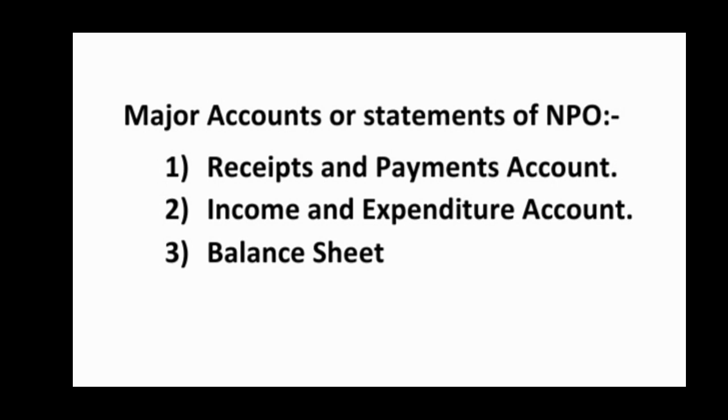Next, major accounts or statements of an NPO. We know that whether it is a not for profit organization or a profit organization, all types of organizations maintain their accounts. So the major accounts or statements of an NPO are: first, receipt and payment account; second, income and expenditure account; and third, balance sheet.